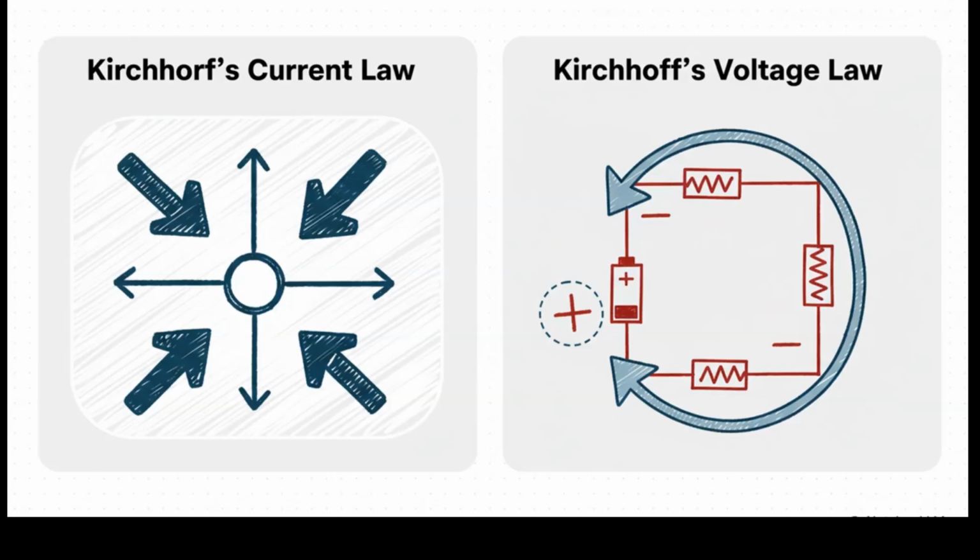Over on the left, we've got Kirchhoff's current law, or KCL. This one is all about the junctions, or nodes, in a circuit, and it simply says that whatever current flows into a meeting point has to be the same amount that flows out.